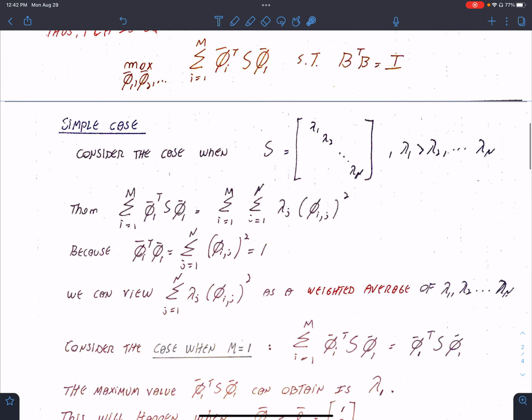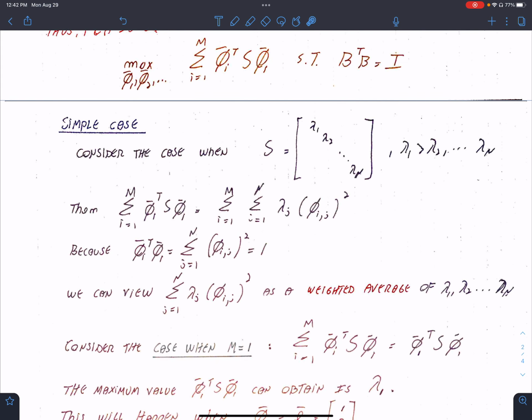So we can understand that we can view the sum here, 1 over n, as a weighted average of our diagonal values. These sum to 1, so it's like we're summing all these coefficients and taking an average of them, but the average has different weights, and the weights are given by this guy.